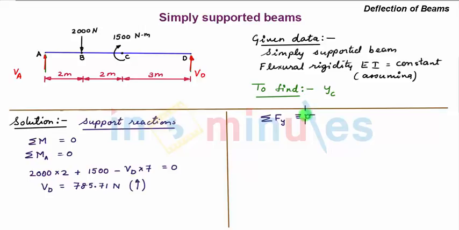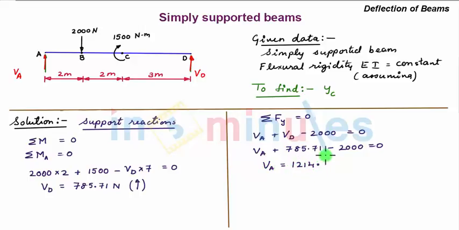Now let's make use of another static equilibrium equation, that is summation of Fy is equal to 0. Now we'll consider all the vertical forces. Our sign convention is upward forces positive and downward forces negative. So we have VA plus VD minus 2000 Newton is equal to 0. Upon substituting the value of VD, we have VA plus 785.71 minus 2000 is equal to 0. So we get the value of VA as 1214.29 Newton. Since the value is positive, we have this force as an upward force.